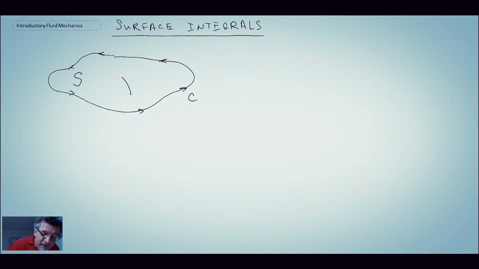And we're going to have some differential element on here. We will call that dS, and it is going to have a unit vector normal to the surface. We'll define d capital S as being that unit normal multiplied by the scalar magnitude of that little differential element of area. So in fluid mechanics, we can have a number of different surface integrals.